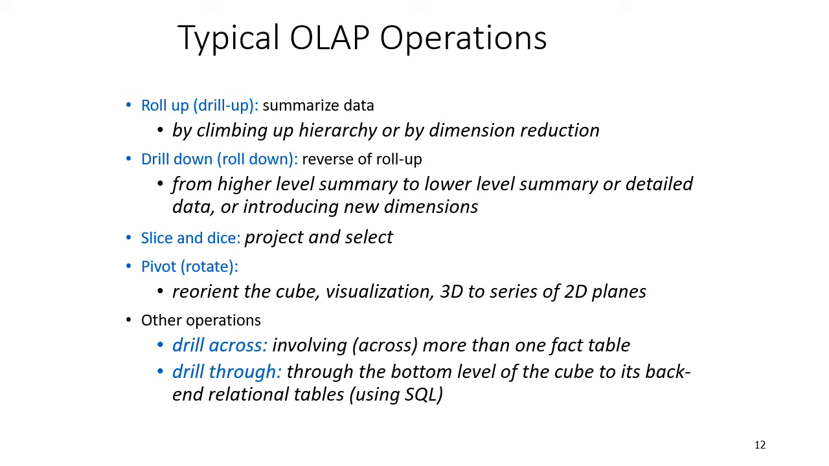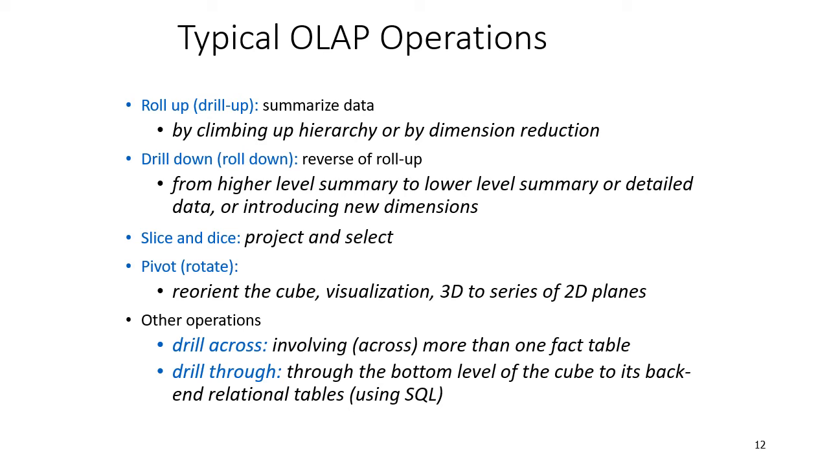So what are typical OLAP operations? First is roll up. Roll up basically means to summarize the data by climbing up the hierarchy or by dimensional reduction. Then there is drill down, which is just the opposite of roll up. Here we move from a higher level summary to a lower level summary, or basically we go into the depth of the summarization. So we are basically trying to introduce some new dimension if it doesn't exist.